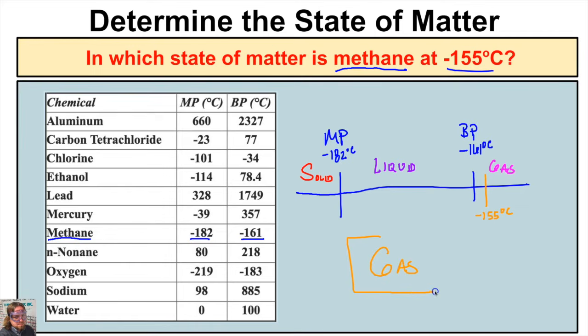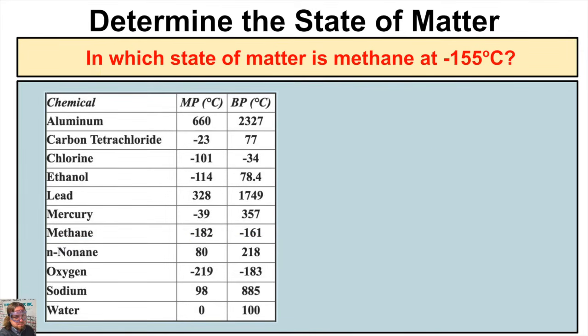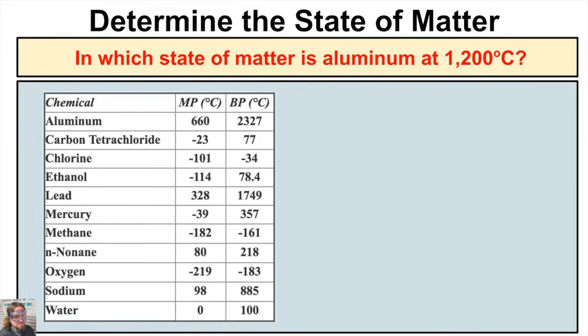So that is how we can use a simple little number line and mark the melting point and boiling point of the substance to determine the state of matter that substance is in. Let's take a look at another example. In this second example it says, in which state of matter is aluminum at 1200 degrees Celsius? So let's go ahead and find aluminum on our table right here.